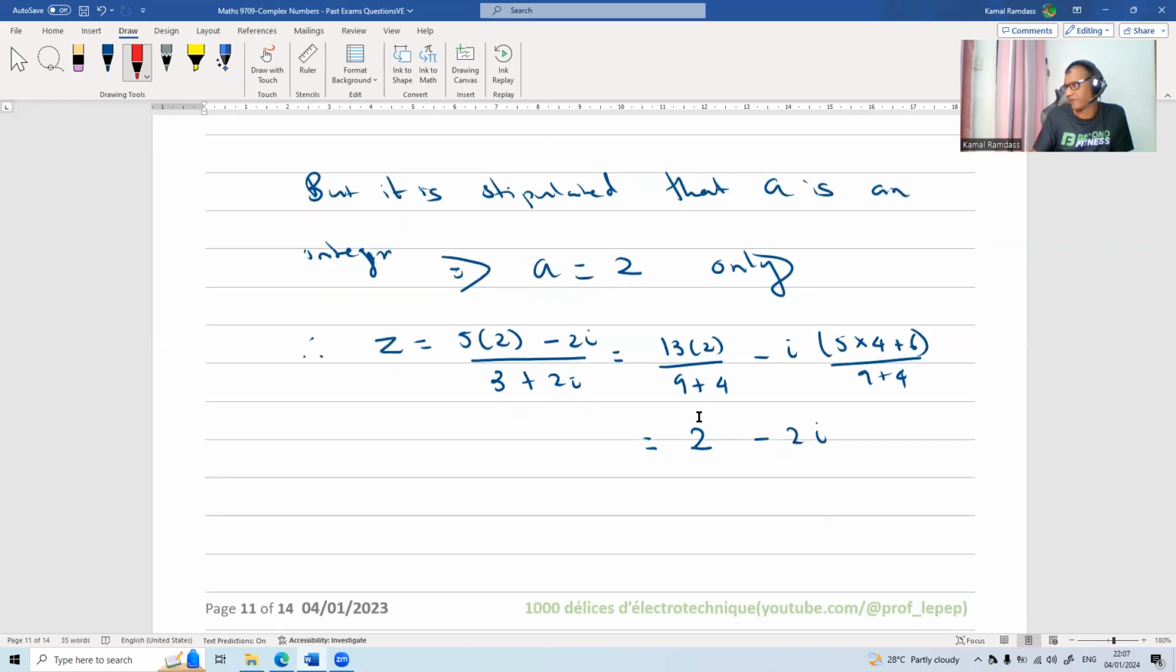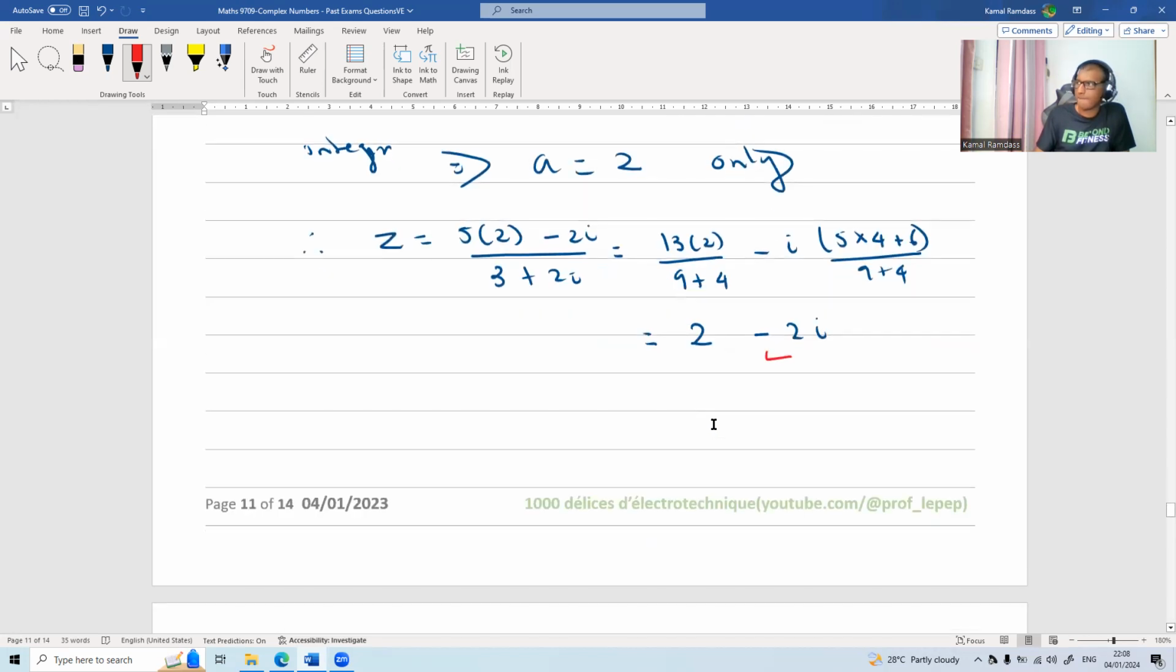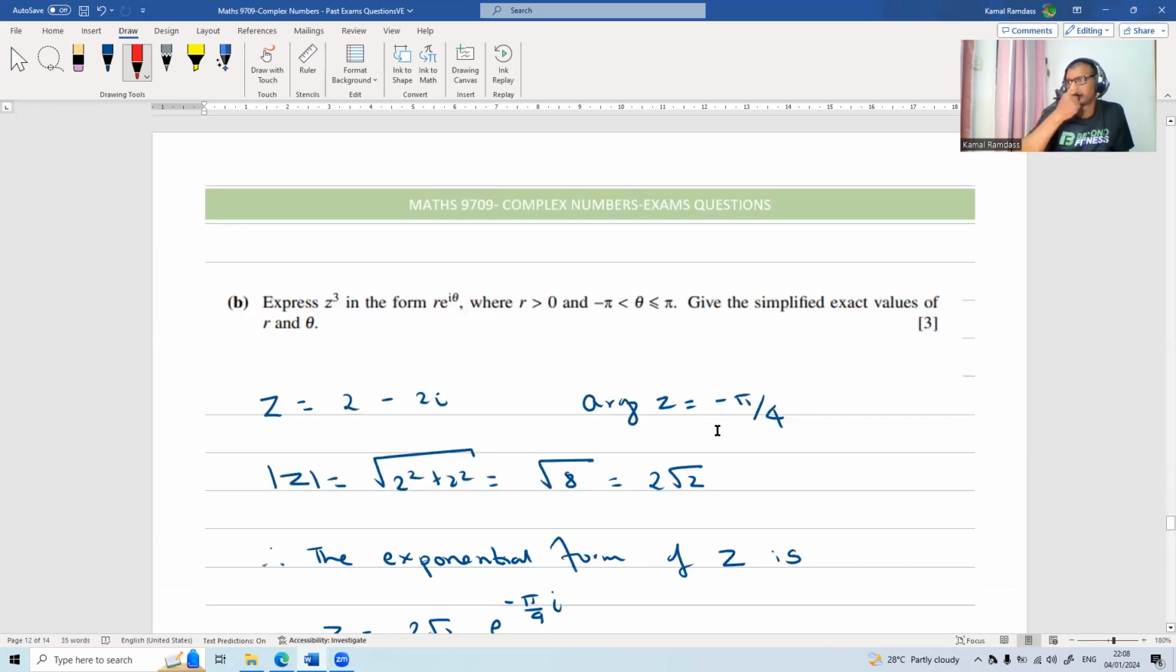2 minus 2i. And we find that it is in the fourth quadrant, and the argument is tan inverse of minus 2 divided by 2, which is minus 1, which is equal to minus pi by 4. Now, the second part of the same question. Express z cubed in the form r e to the power of i theta, where r is greater than 0 and theta lies between minus pi and pi.